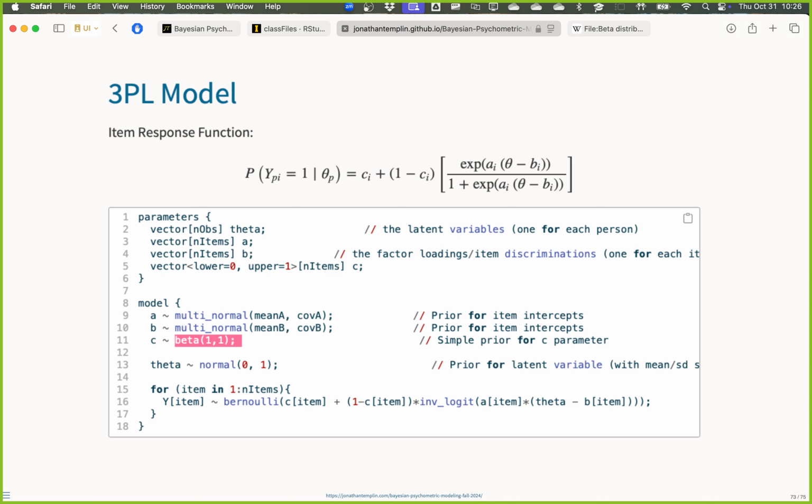In the classic IRT program Bilog, which came out in the 1980s, and people still use it today, any of you use Bilog? Anybody? Anyway, it's still around. You can still use it.